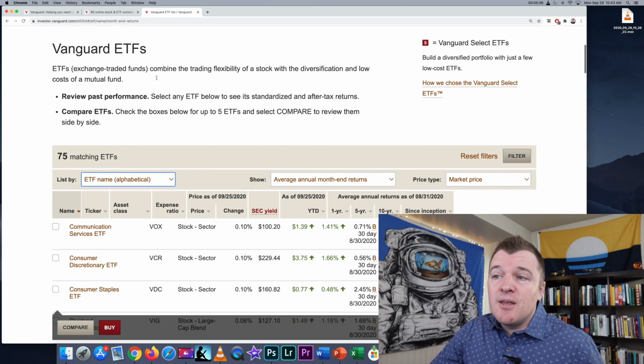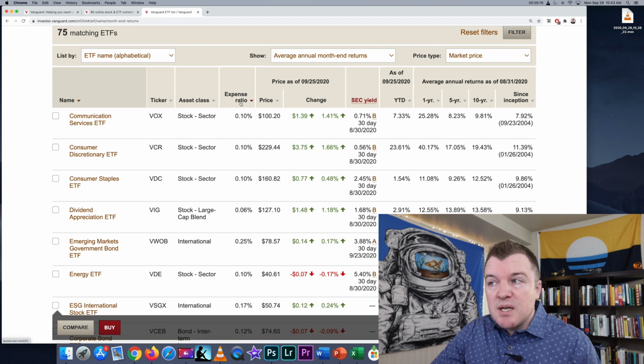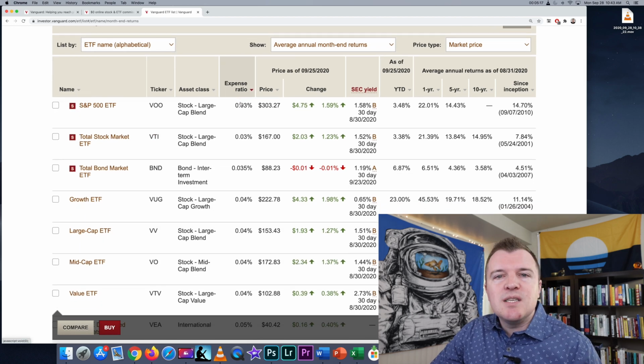We can sort by either asset class or just do it alphabetical. I like doing alphabetical because then you can sort across all classes by, for example, expense ratio. What is the cheapest ETF that you can invest in? It is VOO, their S&P 500 ETF. Same thing with VTI, their total stock market ETF.